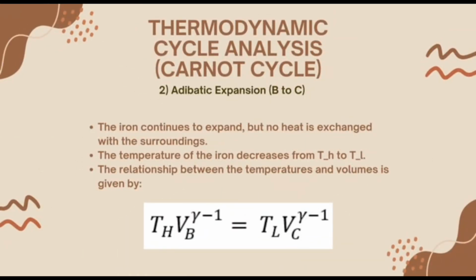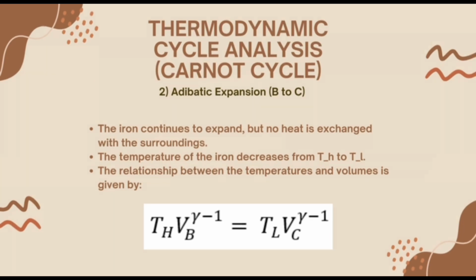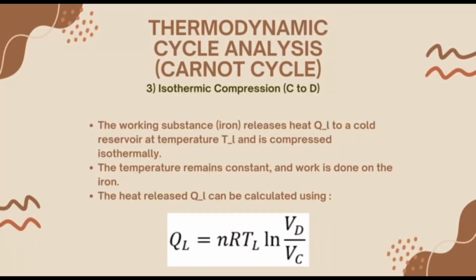Secondly, the adiabatic expansion, B to C. The iron continues to expand but no heat is exchanged with the surroundings. The temperature of the iron decreases from TH to TL. The relationship between temperature and volume is given by TH VB^(gamma-1) = TL VC^(gamma-1), where gamma = Cp/Cv is the adiabatic index for iron. Cp is the specific heat capacity at constant pressure and Cv is the specific heat capacity at constant volume. Thirdly is the isothermal compression, C to D.